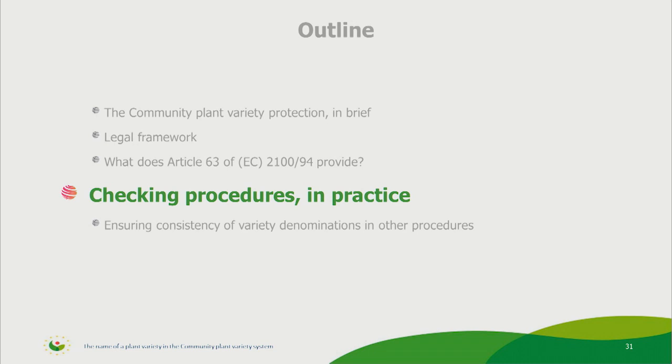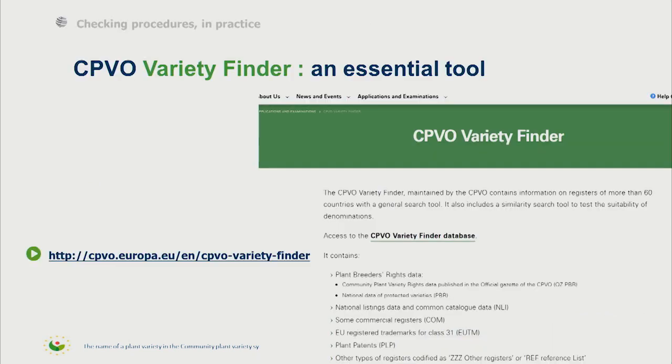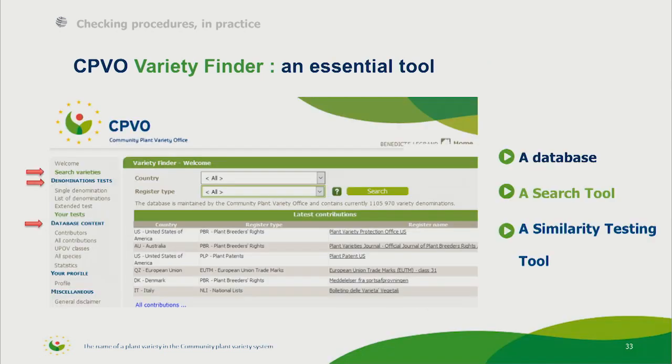So once those principles are set, how can we check that the proposed denomination fulfills these criteria? The CPVO Variety Finder database is an essential tool to check the similarity criteria. This database is accessible via the CPVO website and only requires the creation of an account with a name, username and a password. The Variety Finder offers a range of services and information on plant varieties and includes a search tool and a similarity testing tool.